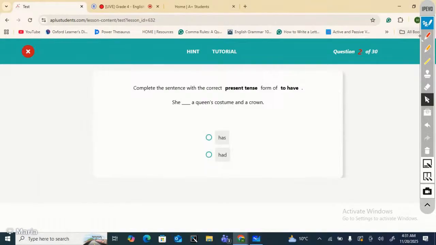Now complete the sentence with the correct present tense form of the verb to have. What is the present tense form of the verb to have? Do we have one form or more? We have two present tense forms of verb to have, has and have. Which one would you use here? It depends on the subject.